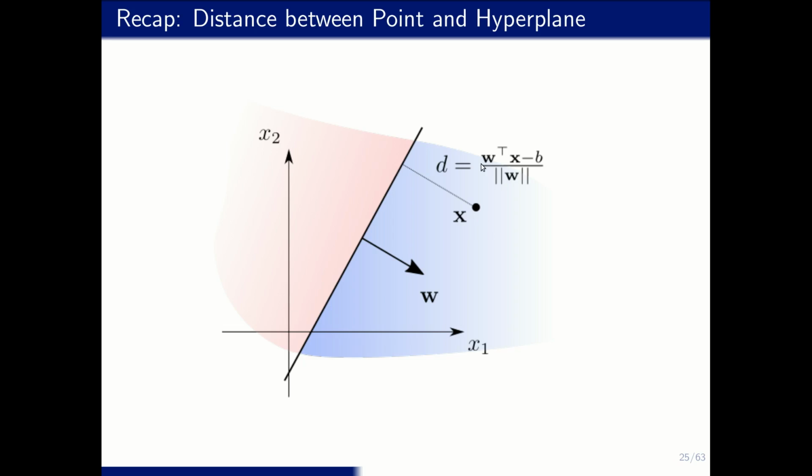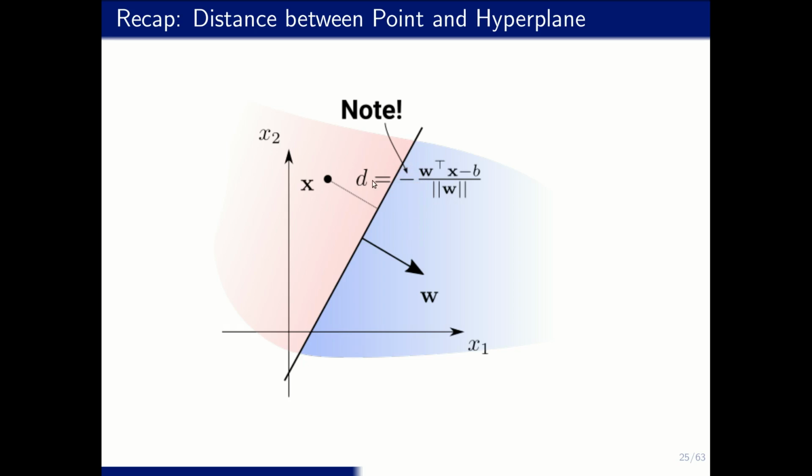And essentially we have the same formula if the point is in the negative half space, but it's a signed distance. So note this minus sign here. If the point is on this side, then it's still the same formula, w transpose x minus b divided by the norm of w, but now it's a signed distance. So here's a minus.